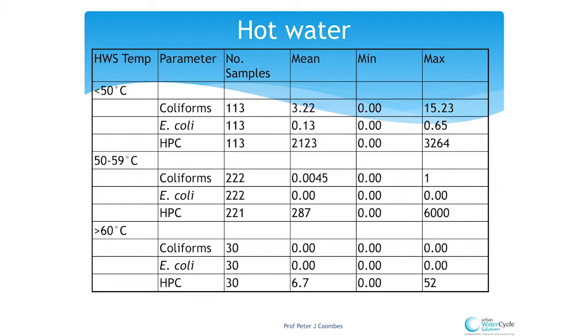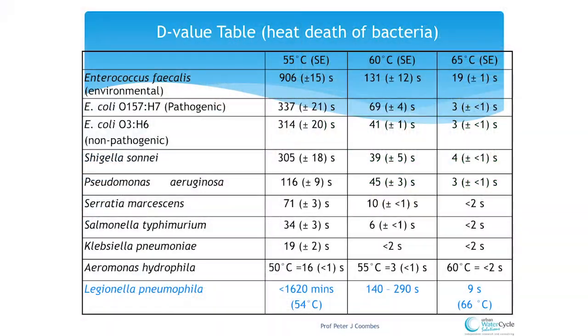You can see it between 50 and 55 degrees, all coliforms and E. coli are being virtually eliminated from the water supply, and over 60 degrees you've got the same outcome. So the hot water systems at quite low temperatures that are safe for domestic use actually eliminate bacteria from rainwater harvesting systems.